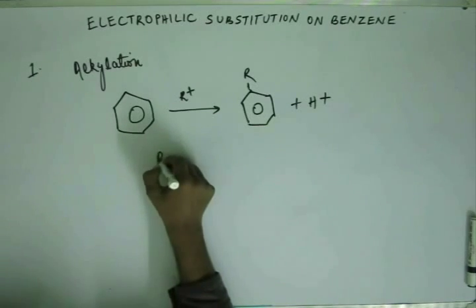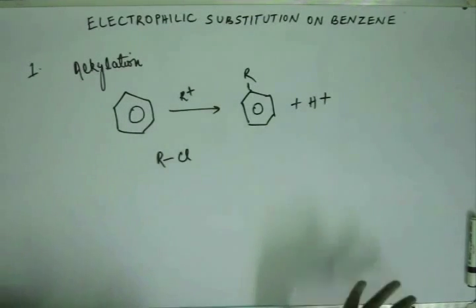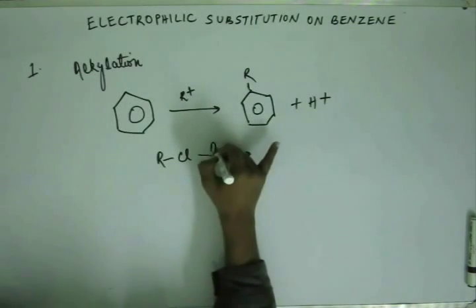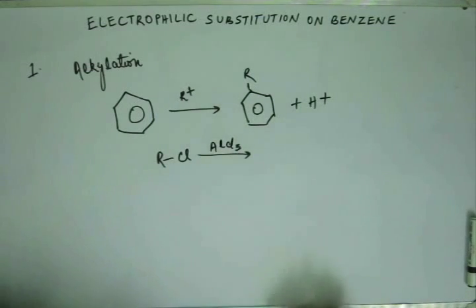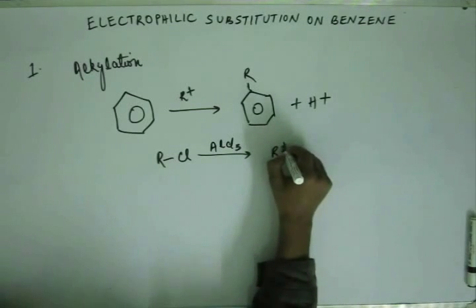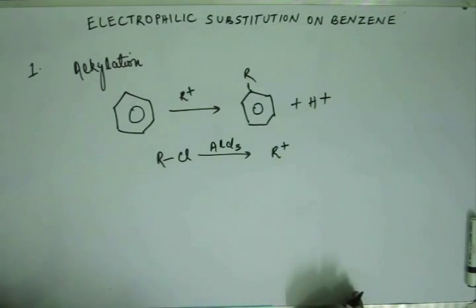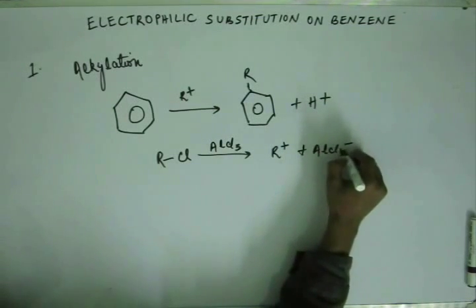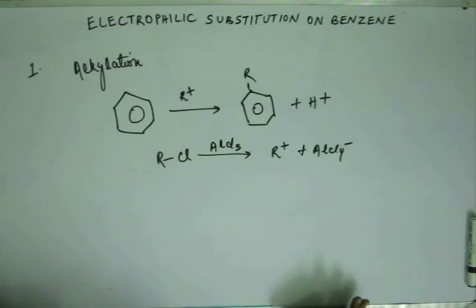So what we do is we take an alkyl halide, or alkyl chloride, bromide, iodide, whatever. This alkyl halide we add along with a good Lewis acid, and one of the common good Lewis acids is aluminum trichloride, or aluminum chloride. When you put aluminum chloride with alkyl chloride, R+, this alkylinium ion, is generated, and chlorine gets attached to AlCl3, forming a complex with AlCl3, that is AlCl4-.